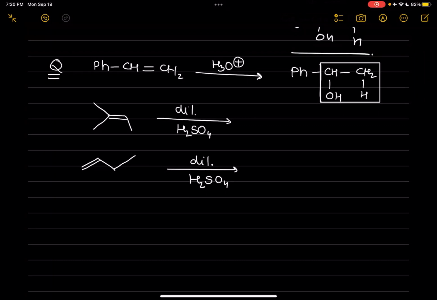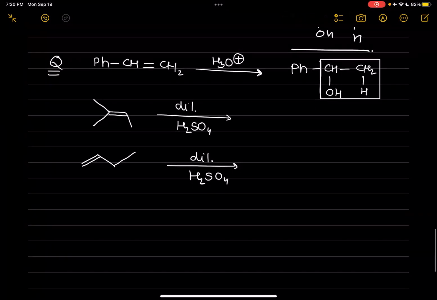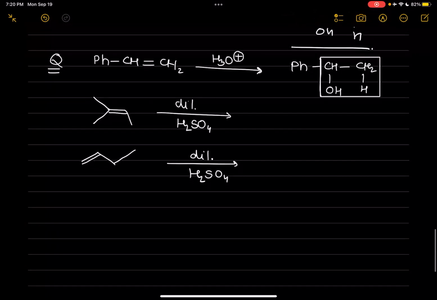So the parent chain is the outer chain, okay? Phenyl ethanol. Yeah, one phenyl ethanol, right? Ethan-1-ol, right? Correct. And what's going to be the product of this second reaction, Ryan and Imad?